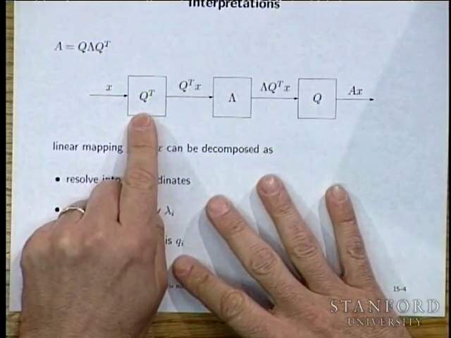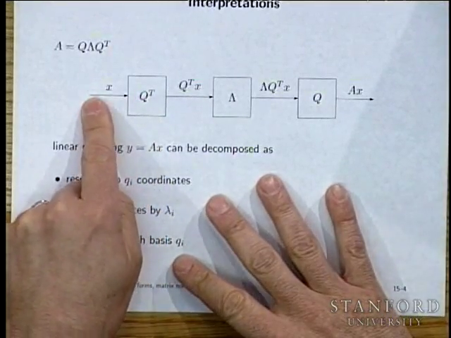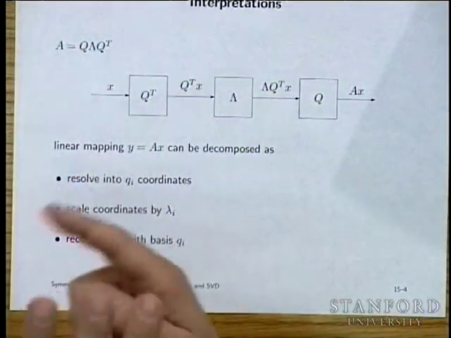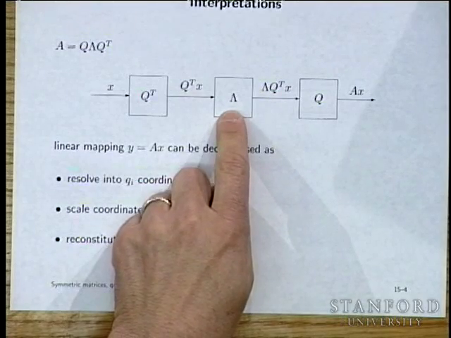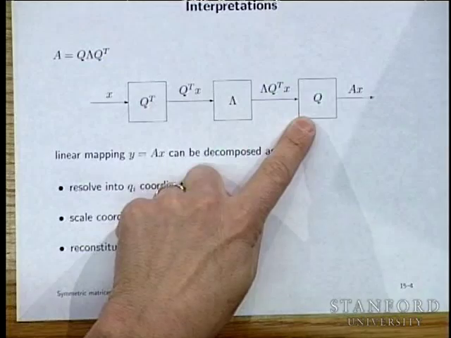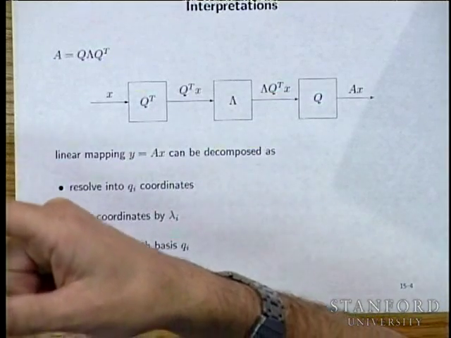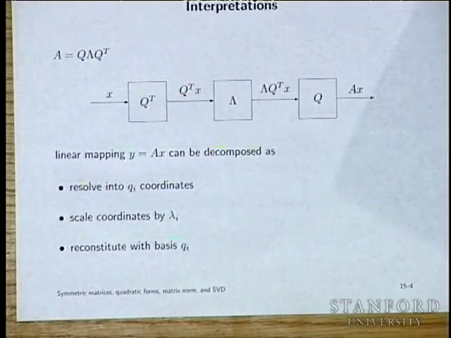It says, rotate the input, for example, around some axis by 30 degrees. Scale in that new coordinate system, and then it says undo it, and that means rotate around the same axis 30 degrees the other direction. Okay, so that's the idea.